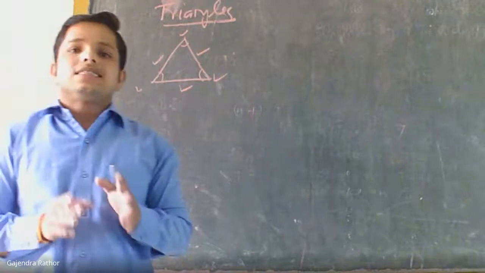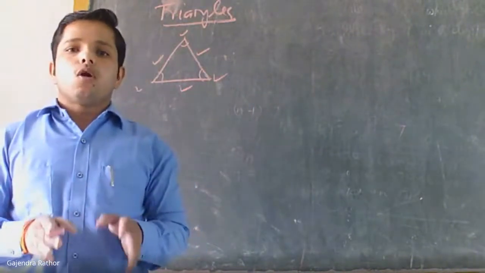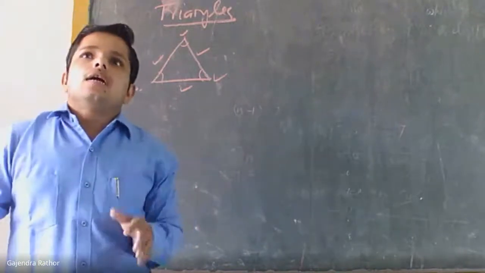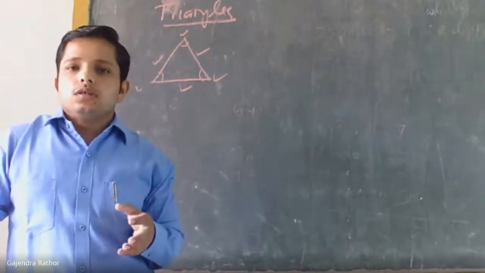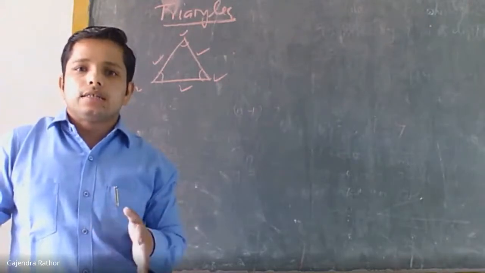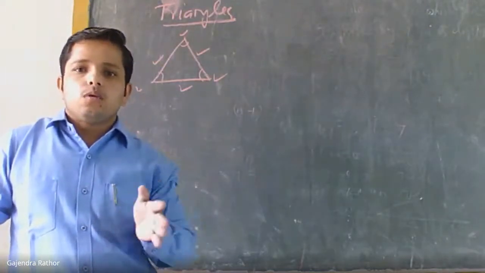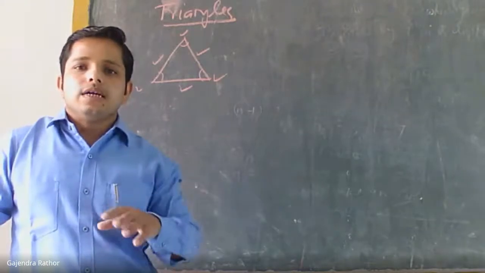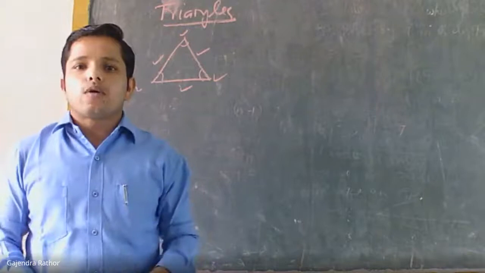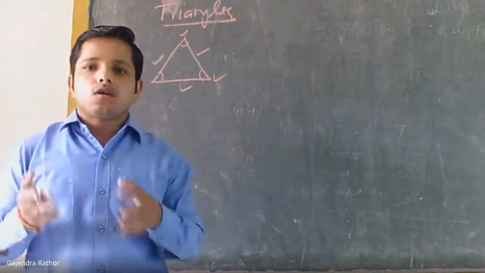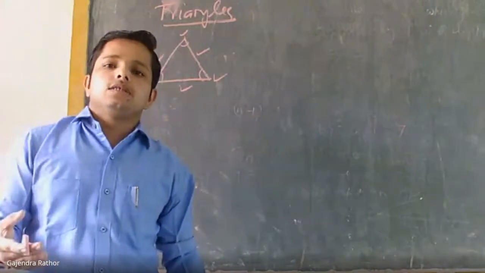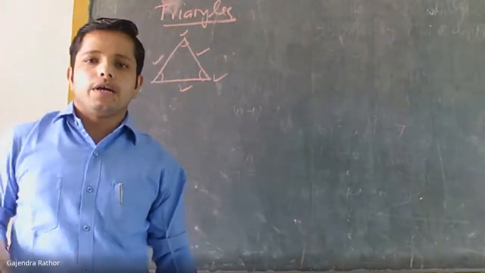So this chapter is totally based on the congruence of triangles. In class 7, we use some concepts of congruence of triangles. In this chapter we also discuss in great detail how two triangles can be congruent, what the conditions for congruence of triangles are, and what some applications of this congruence property are.